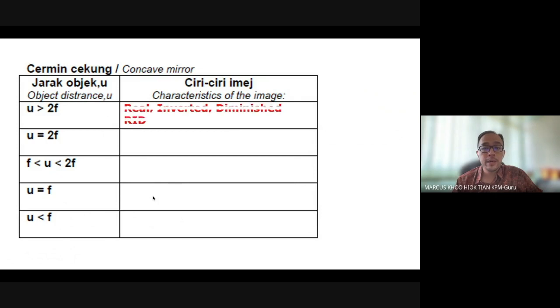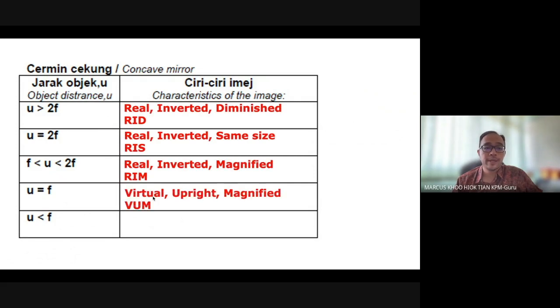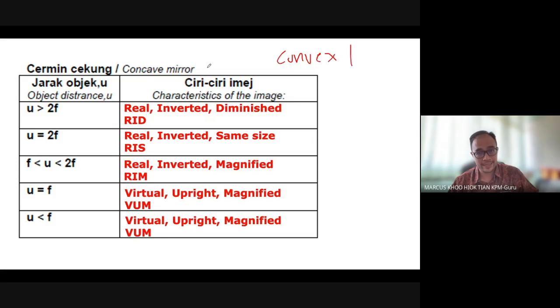In summary, at this point, you shouldn't even be bothered with copying the entire thing. Of course, you need to remember what the RISDM means. VU. But, you know, real, reduced, rim, boom, boom. Okay, remember this. And remember again, concave mirror and convex lens, same characteristic, same outcome. Converging mirror, converging lens, and the outcome is the same. It is the diverging one that is always the weird one.